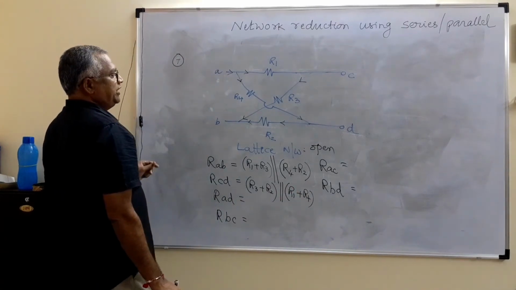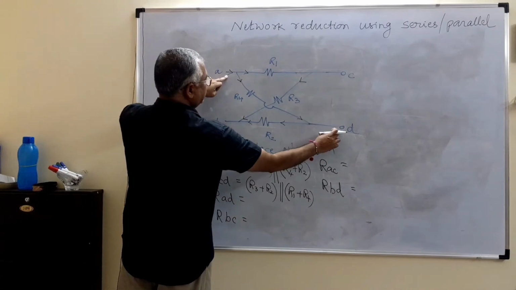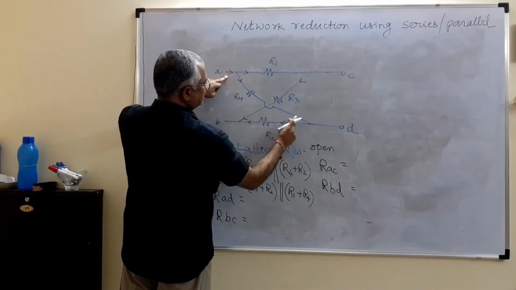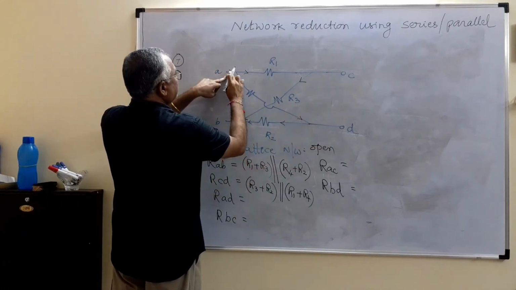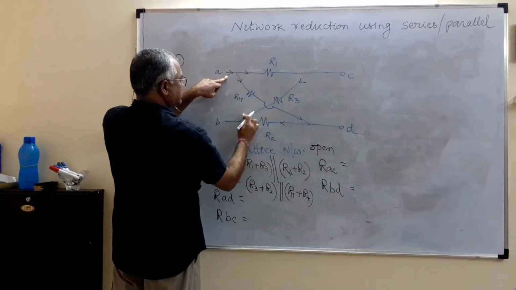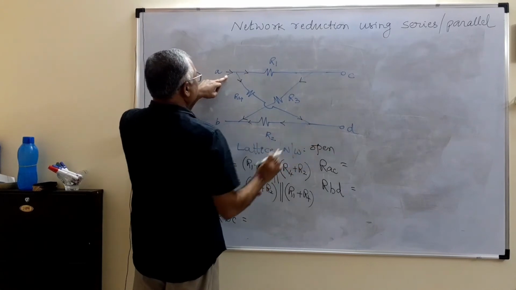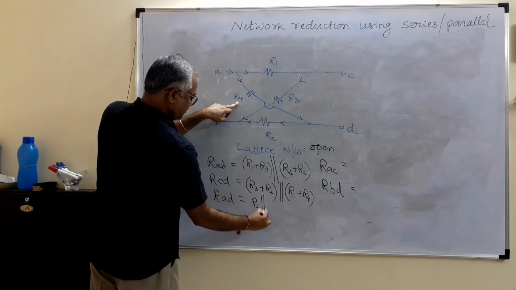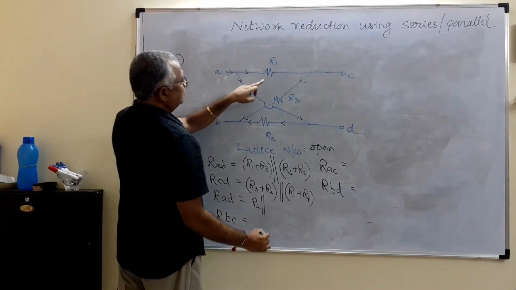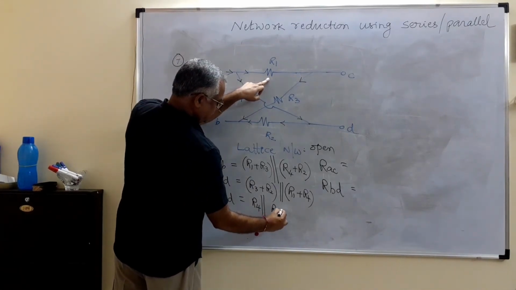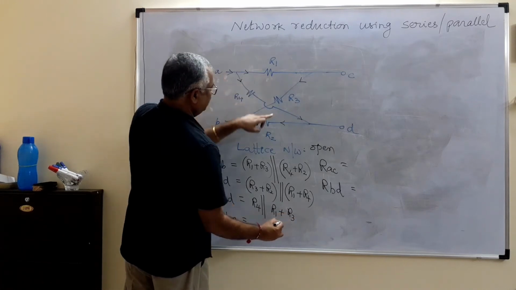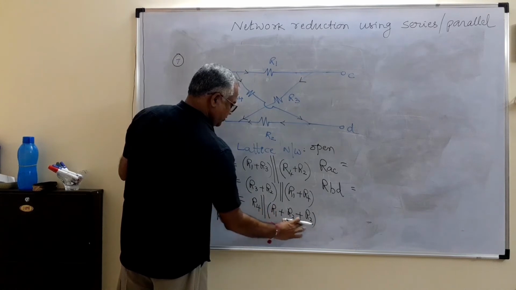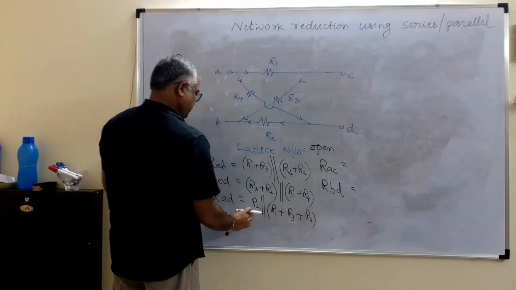Then RAD, between A and D. A to D, this is one path. What is the other way? Start here, go like this. So R4 is 1, that is parallel with R1 plus R3 plus R2. These three in series, parallel with R4.